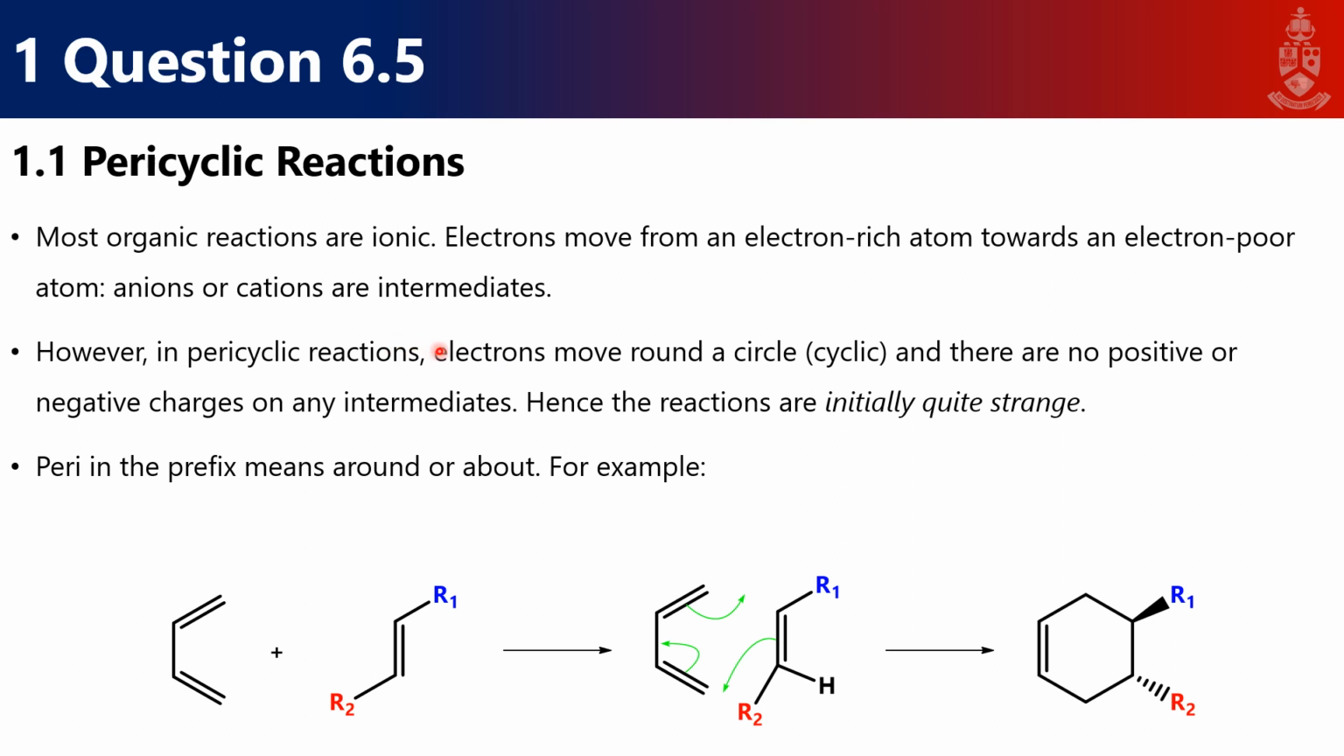And it's different from most organic reactions because most organic reactions are ionic. In other words, something negative attacks something positive: anions and cations and intermediates, etc. But pericyclic, like I said, is electrons moving around in a circle. You always need some sort of unsaturated bonding in the molecules you consider. So there are two double bonds here, and then electrons can move.